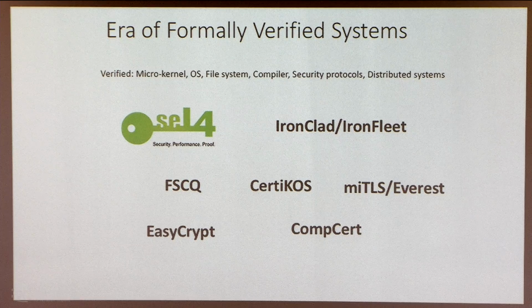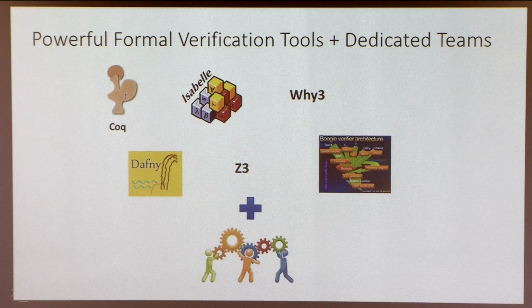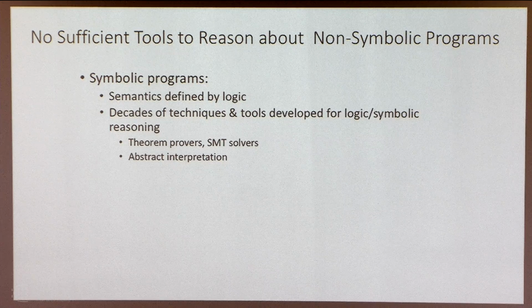And thanks to all these decades of experience and techniques and tools developed, it's actually great to see that now we have entered what I call an era of formally verified systems. So we actually have formally verified systems in, for example, microkernels, file systems, distributed systems, compilers, security protocols, and security systems. And thanks to the powerful formal verification tools developed over the past decades, and also very dedicated teams. Right? So some of these formally verified systems actually take tens or even up to hundreds of proof man-years to do. So you really need a very dedicated team. So even though for symbolic programs we still have a long way to go, at least we've had decades of experience and techniques developed for this.